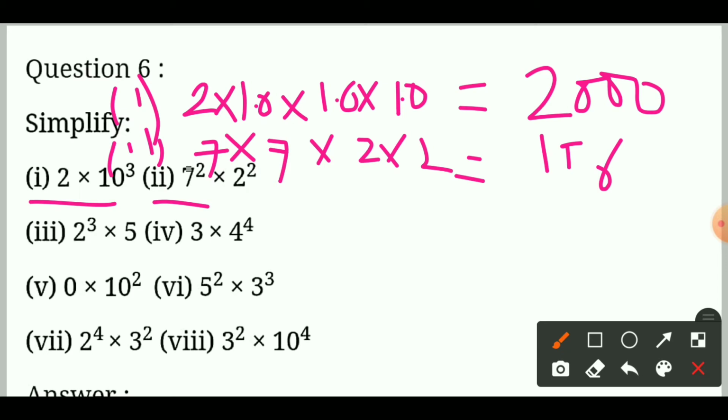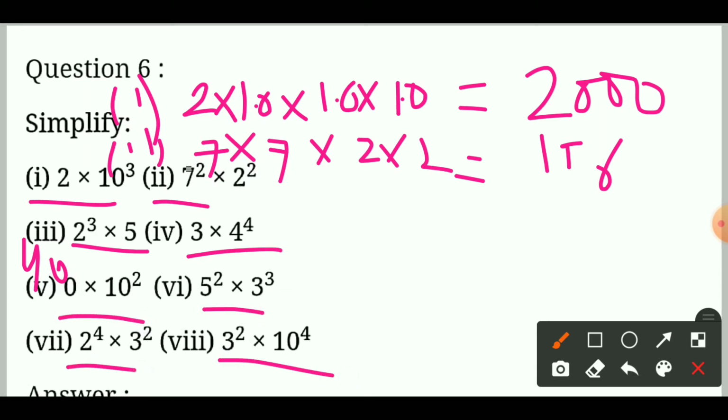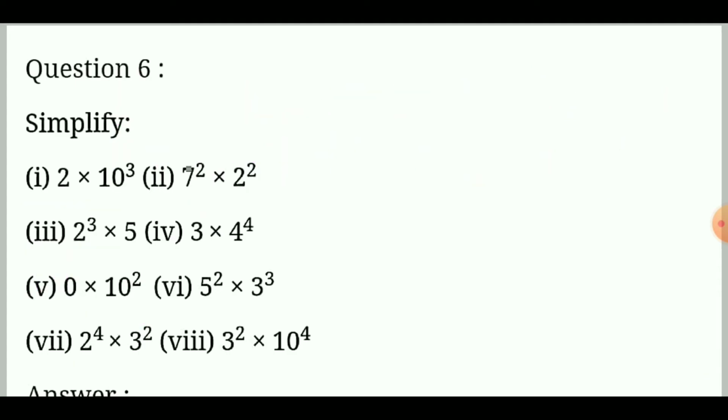Now the third question, 2 raised to power 3, 5, means 40. You can see 2 into 2 into 2. 2 multiplied 2 is equals to 4, multiplied 2 equals to 8, and multiply 5 is 40. Similarly, after that you have to solve these questions. Try it and tell me what is the answer, and write your answers at comment box.